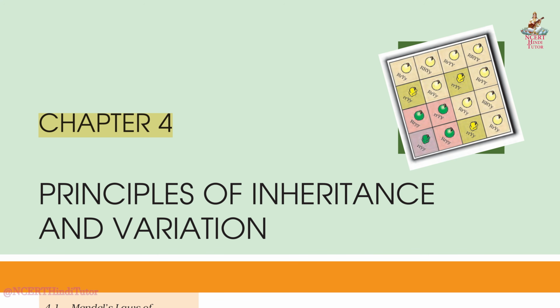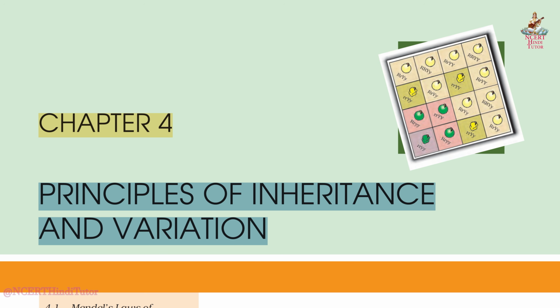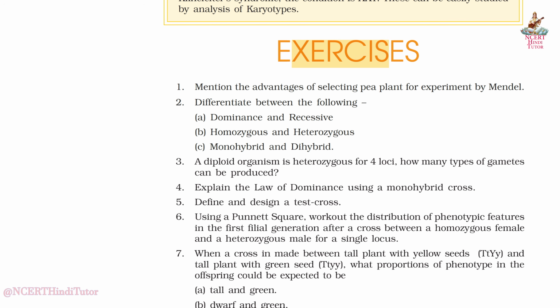Chapter 4, Principles of Inheritance and Variation. Question answers from Class 12, Subject Biology. Exercises. Question 1. Mention the advantages of selecting pea plant for experiment by Mendel.